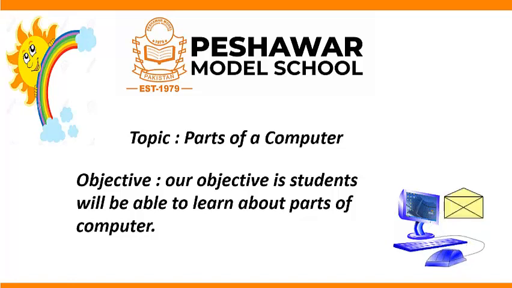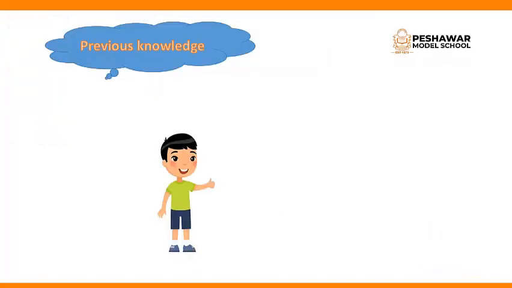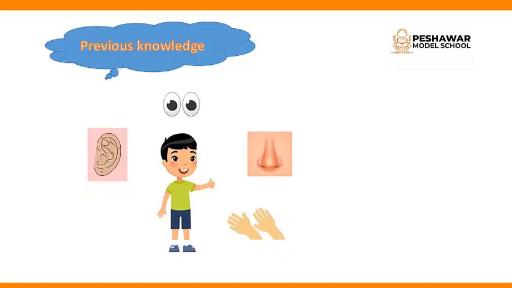Before starting our topic, let's have a look at previous knowledge. See, here is the boy. Just like us, he also has different body parts like eyes, nose, ears, hands and legs. Dear students, do the eyes and ears have the same functions? No. All the body parts perform different functions.